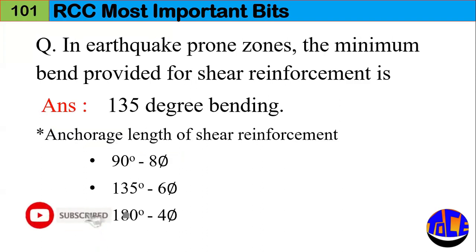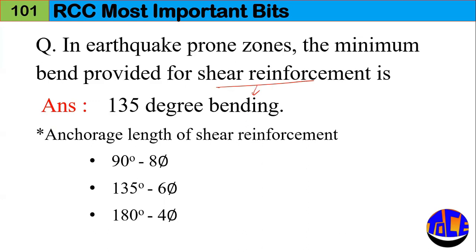Question number 101. In earthquake prone zones, the minimum bend provided for shear reinforcement is 135-degree bending. So 135-degree bending is the minimum bending that needs to be provided in earthquake prone zones for shear reinforcement. Remember, this is for lateral ties.